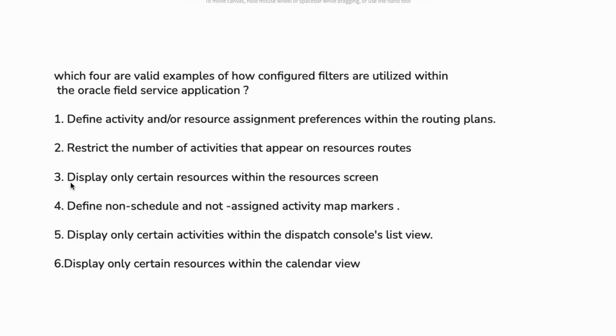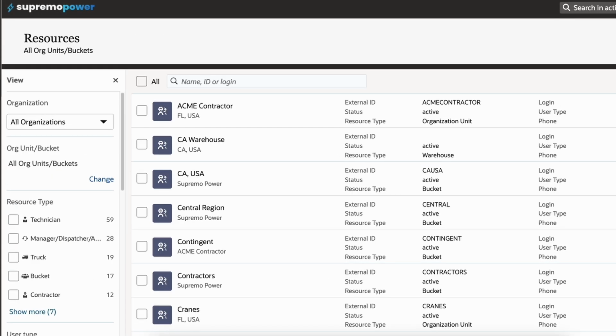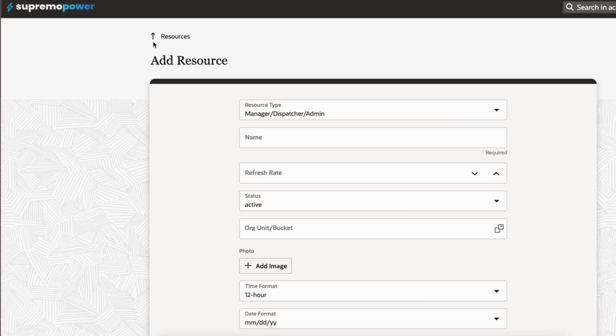Next option is third, display only certain resources within the resources screen. This is an incorrect option because there is no filter on the resource screen. If you go to resource, there is no filter, nothing is there.